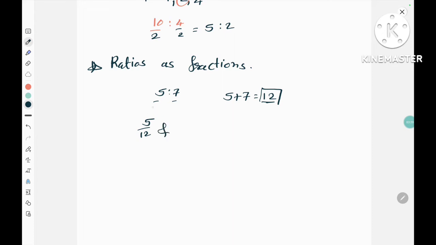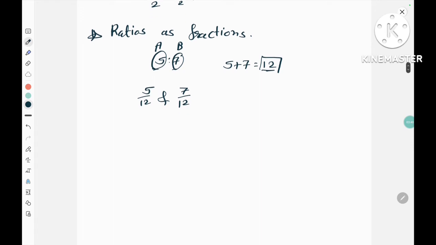If we divide something between two persons, let's say A and B, A gets 5 parts and B gets 7 parts, but 5 and 7 parts out of what? Out of 12, out of the total of that ratio. That's why this is the fraction form, ratios as fractions. So 5 out of 12 and 7 out of 12.